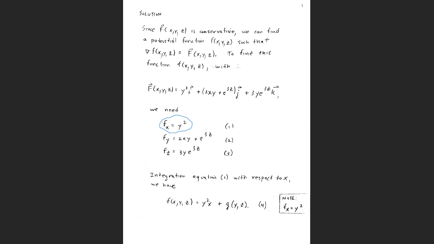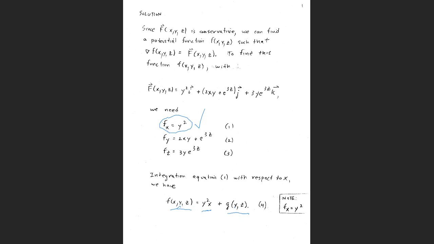Better, okay. So my potential function f here would equal y squared x, based on integrating equation 1. My potential function f is equal to y squared x plus this auxiliary function g that must be allowed to be a function of y and z. So it's not a function of y alone because we're working in 3 dimensions, okay? So it's a function of both variables y and z.